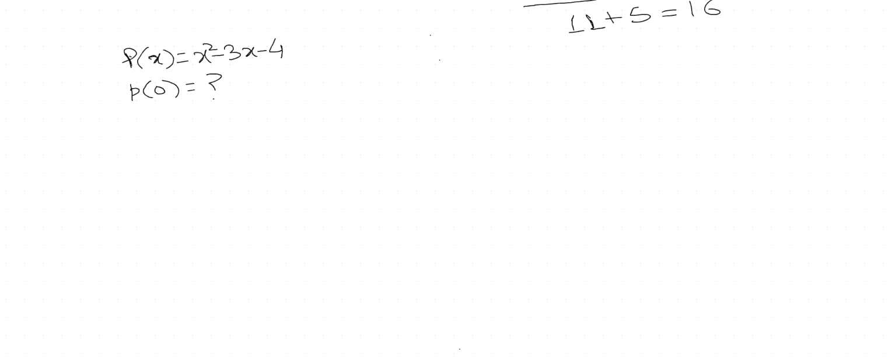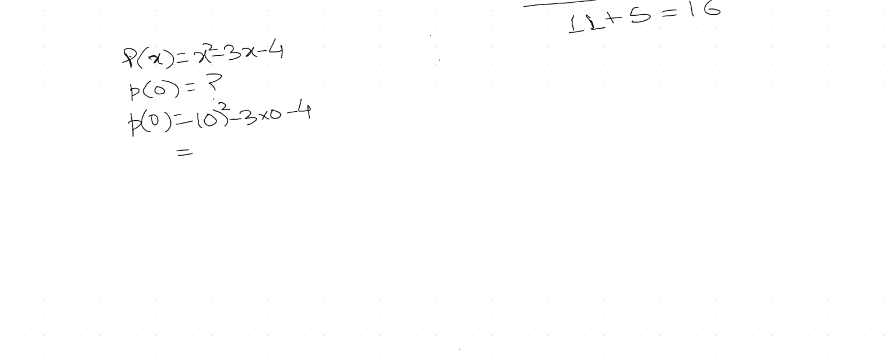P of 0. What is the meaning of this? It means in place of x, we have to put 0, right? Yes. Correct. So here in place of x, we will put 0, so it will become 0 square. Pratap, are you understanding? Pratap is on mute. Okay. Then you will get here minus 3 into 0. Then this is minus 4.